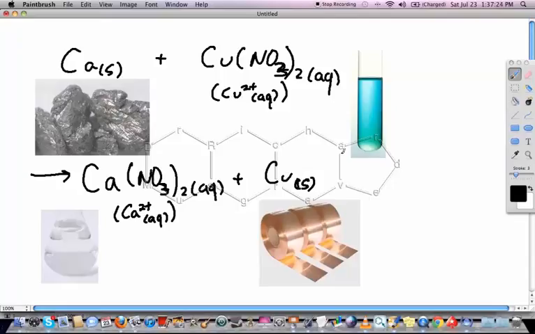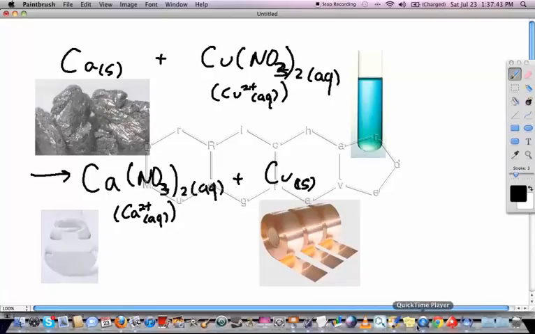And you should always be aware that solids will always look like solids, and aqueous solutions will always be solutions in water. Solutions will always have the metal as a cation, and you'll always be able to tell that based on the AQ that's in the reaction.